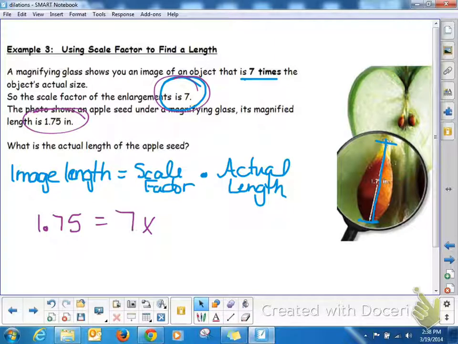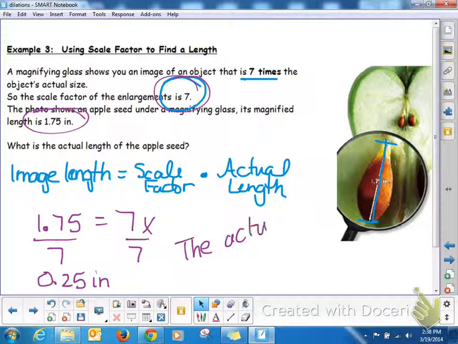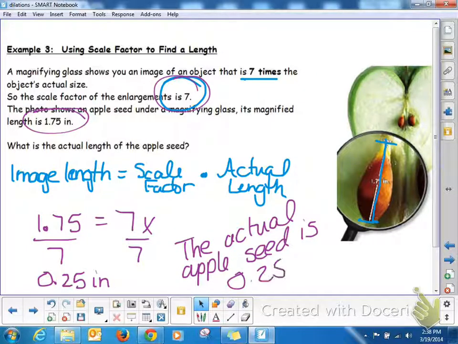We don't know it. So in order to find it, we would divide the image length by the scale factor. So we would get 0.25 inches. So the apple seed is actually 0.25 inches long. When you put it under a magnifying glass, it magnifies 7 times, so it's 1.75 inches. We'll explore this more tomorrow in class.